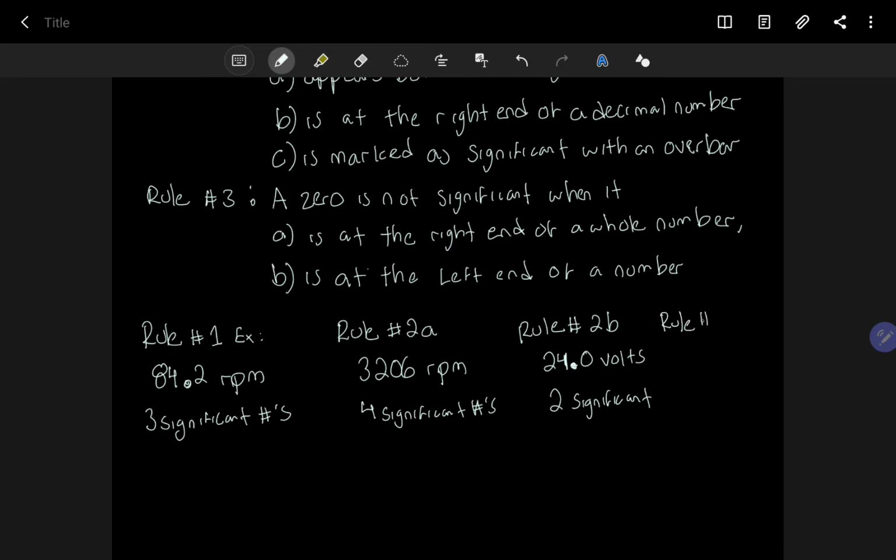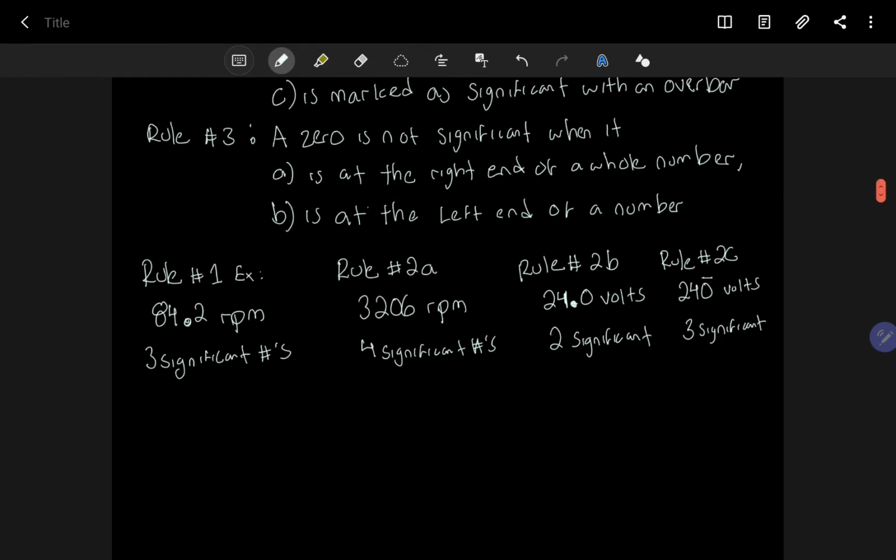Then we have rule number 2C. So if we have something like this, 240 volts with the little bar on the top, in this case, how many significant numbers do we have? 3, because as long as it has an overbar, this is 3. Cool. Let's look at 3A.